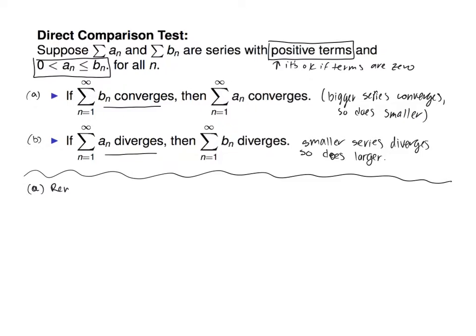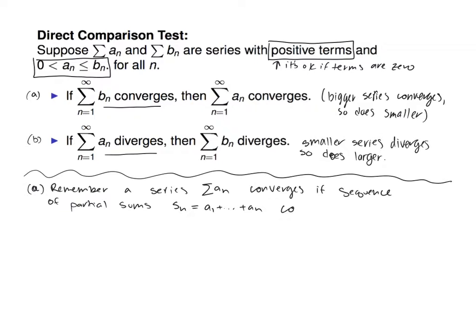Okay, so remember, a series sum of a sub n converges if the sequence of partial sums, S sub n, which is the thing you get when you do a1 up to an, converges. That's how you show a series converges. You show the sequence of things you get when you add up more and more terms in your series converges. That's like the definition.